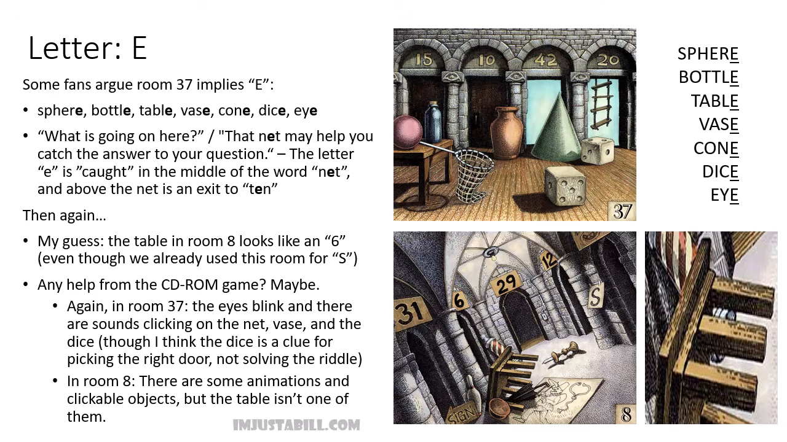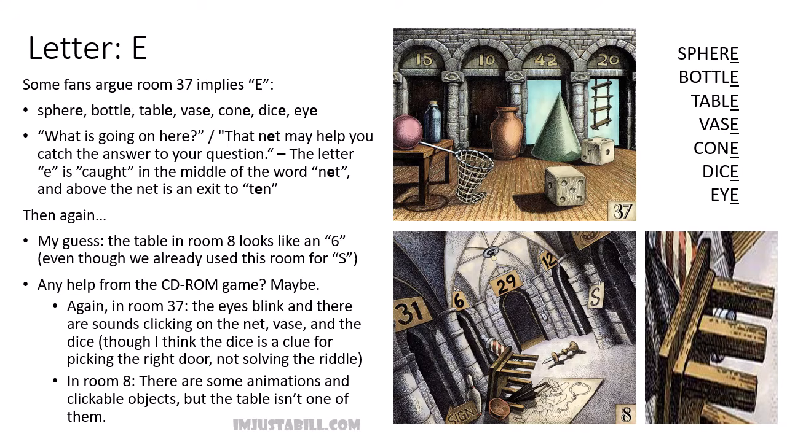And if we look at the picture of the room, the net is kind of under the exit to room 10. 10 has an E caught in it as well. So some fans have said that this is all supposed to imply the letter E. Well, that's one idea. Another idea is that if we go back to room 8, yeah, we already did use that for the letter S that's taped onto the wall. But that table with the 6 legs, now that looks like a letter E that's in there too.